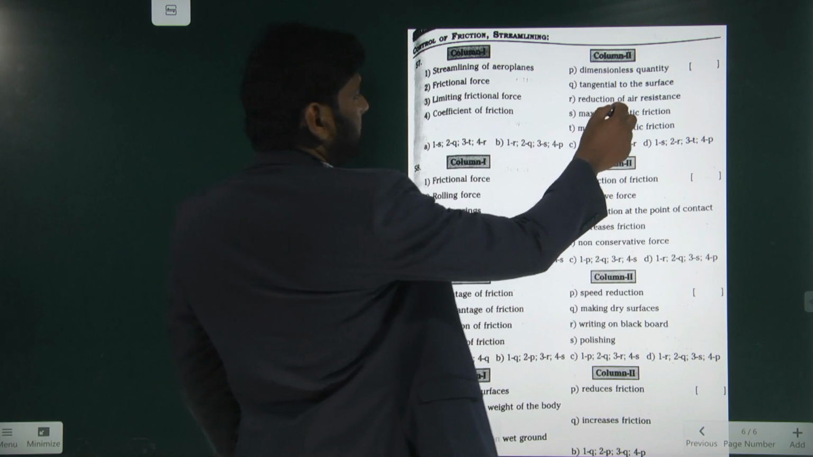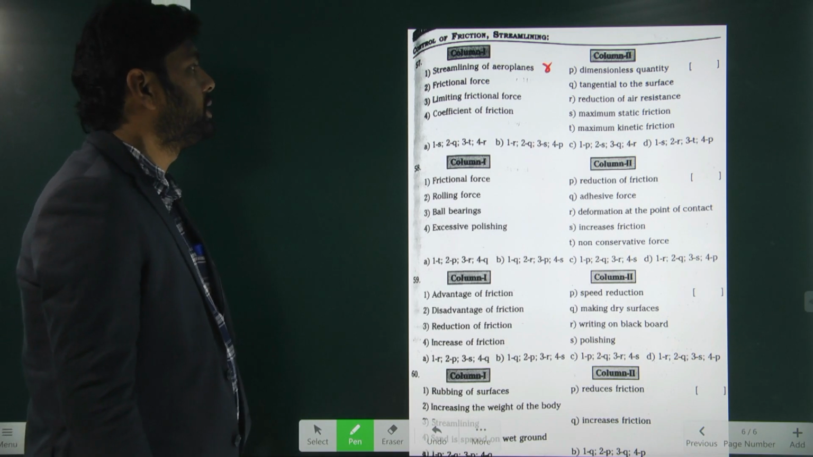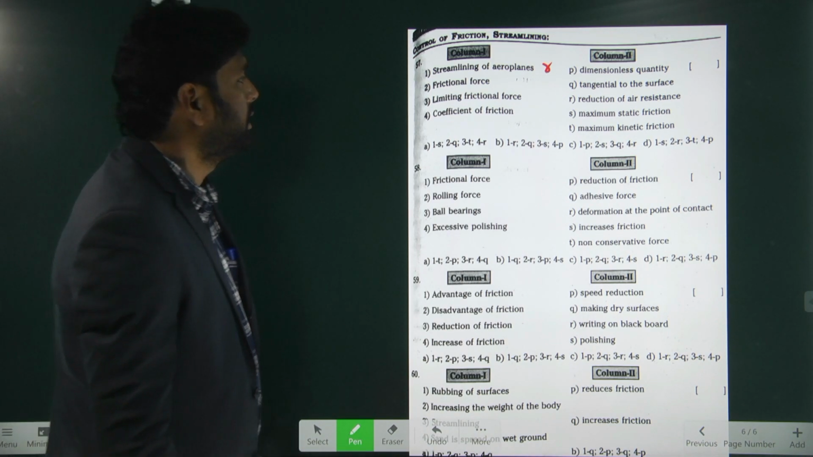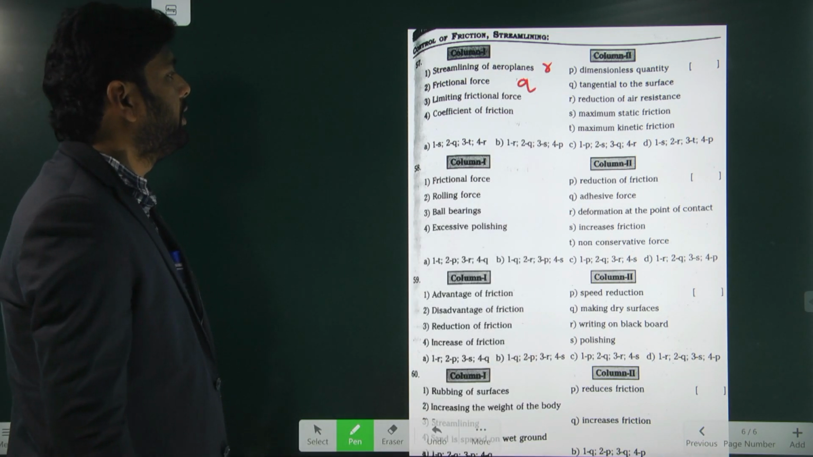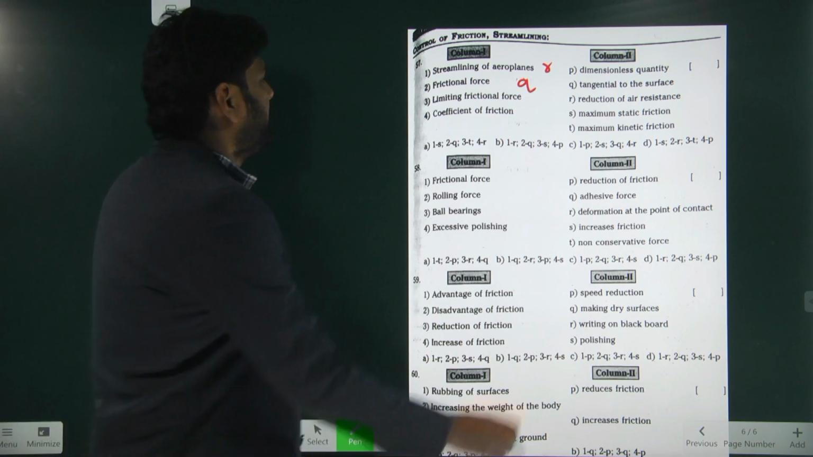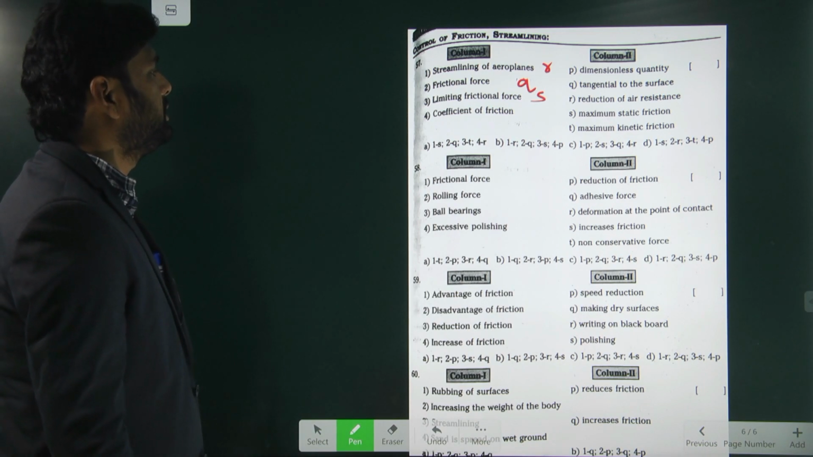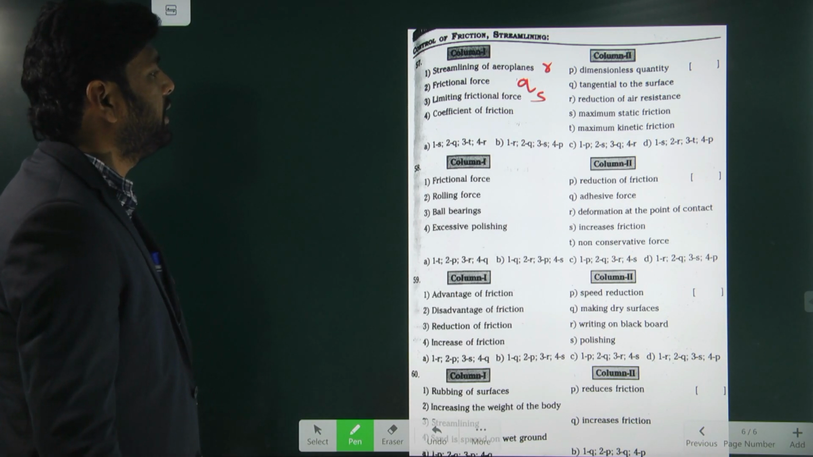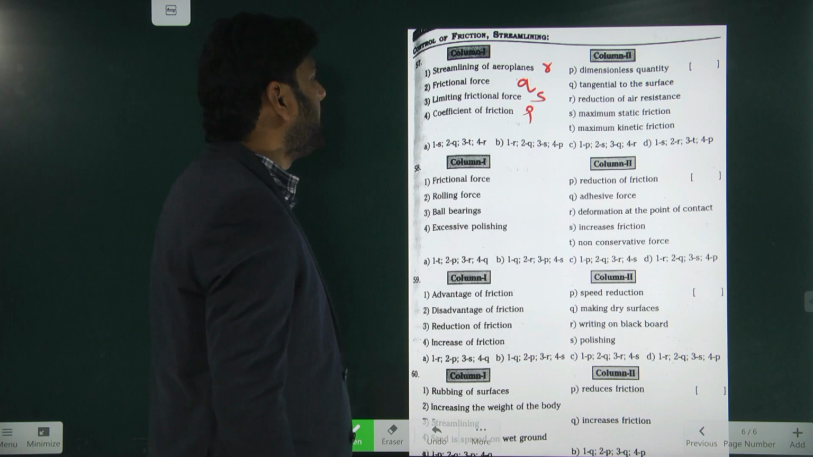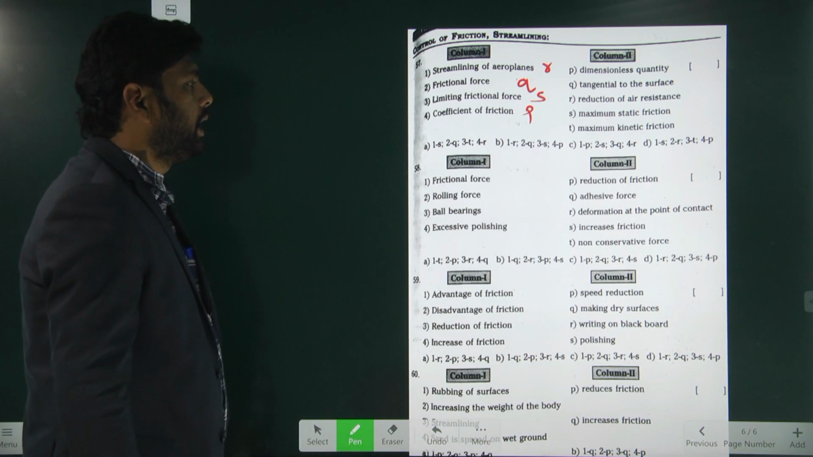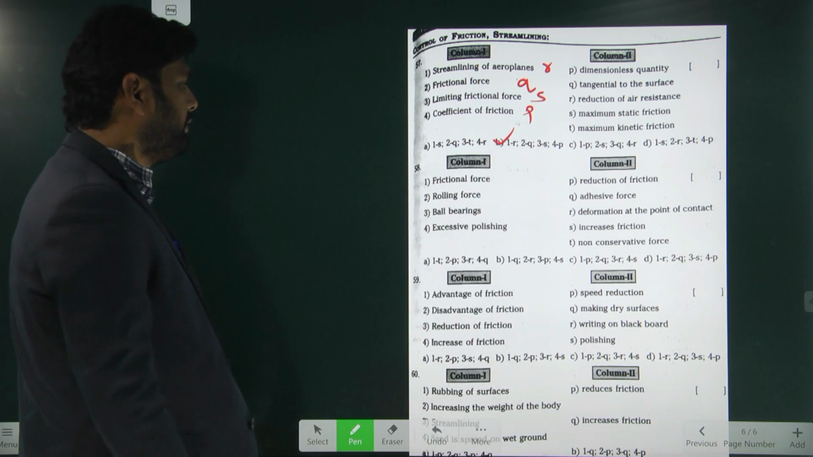Streamline of aeroplanes reduces the air friction, so it will be R. Frictional force is tangential to the surfaces. So friction force is always tangential to the surface, that is Q. Limiting frictional force is maximum static friction, that is S. Quotient of friction, maximum kinetic friction over maximum static friction, is a dimensionless quantity, that is P. So RQSP, which one is RQSP? Option B. Next, 58.